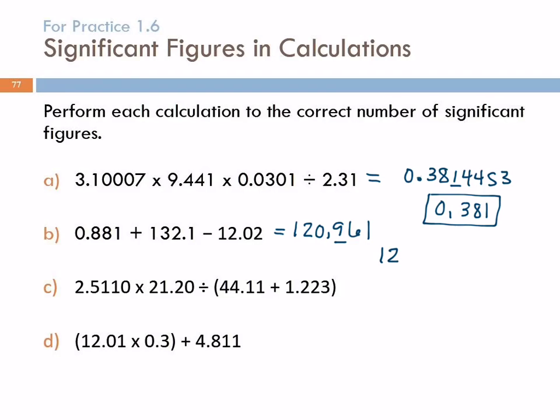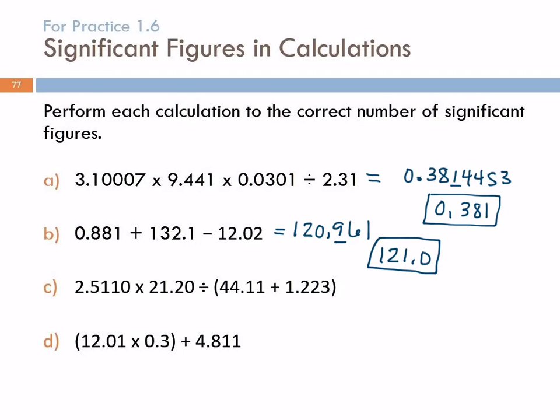It rounds the 0 up to 1. So this is 121.0. Okay? Because we want 1 decimal place. Sometimes it'll be a 0. That's okay. Here we have multiplication, division, and addition. Let's do the addition and see what we get.